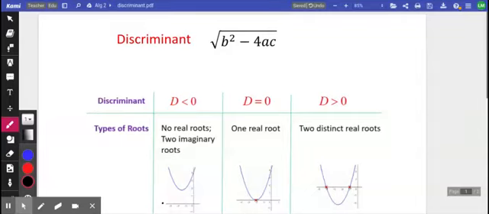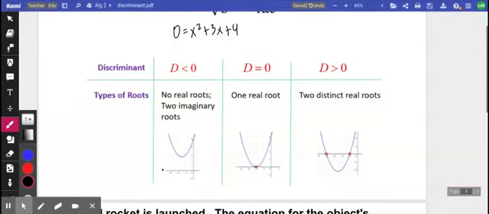All right, let's take a look at one more discriminant example here because I want to show you what this means. So remember, when we set a quadratic equal to 0, that means we've plugged in 0 for y, and if we plug in 0 for y, we find the x-intercept. So what we're really solving for is where that graph crosses the x-axis.